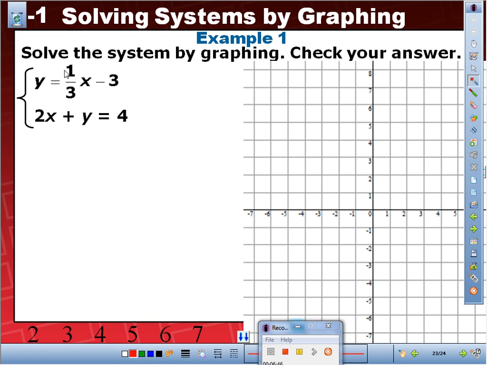So step 1 of our note says solve for y. Let's look at the first equation. Is it already solved for y? Yes. Is it in slope-intercept form? Yes. Let's look at the second one. Is this one solved for y? No. We need to solve for y and write it in slope-intercept form. So what do I need to do? Subtract 2x from both sides. You can write that step down. We get y equals negative 2x plus 4. Step 2. Tell your neighbor what step 2 is, please.